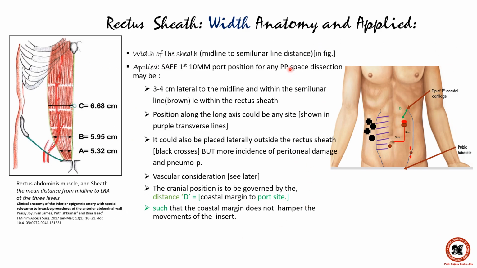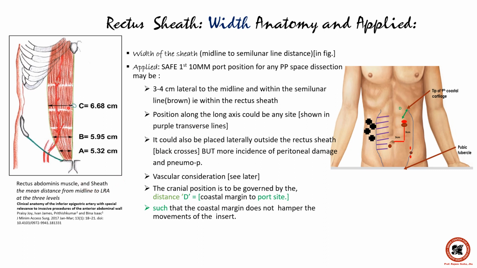Now, the rectus sheath with its anatomy and applied aspects, the width of the sheath is very important. The width extends from the midline to the semilunar line. And what we know now from studies is that in the region of the umbilicus and up, it is somewhere in the region of 6 to 7 centimeters. And that forms a guideline to a major procedure now coming into vogue, and that is the eTEP repair, both for ventral hernias and for inguinal hernias.